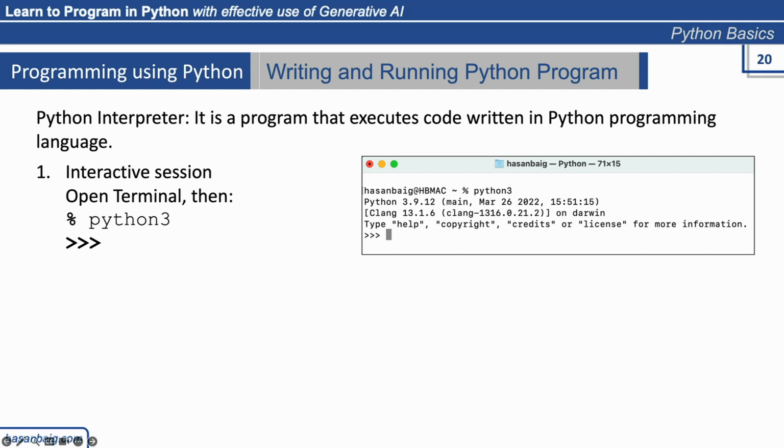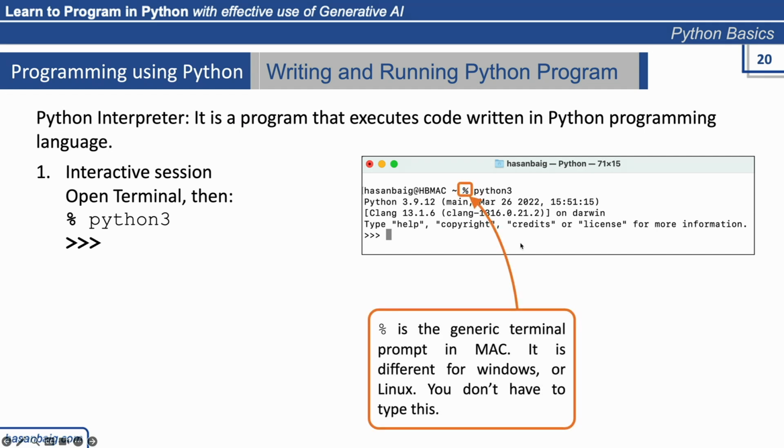Okay, so let's go back. Often you might see this percentage sign. It is just a terminal prompt on my Mac. Your Mac may have a different prompt. It may be a dollar sign, or Windows may have a different one. You do not need to worry about it. All it says is that you are supposed to write any instruction beyond this terminal prompt.